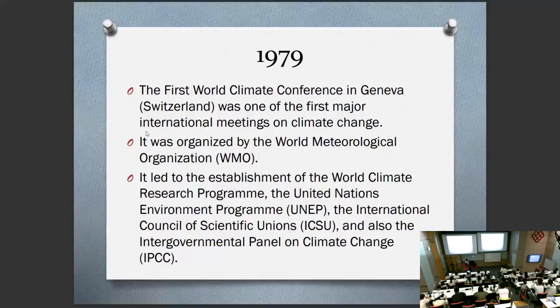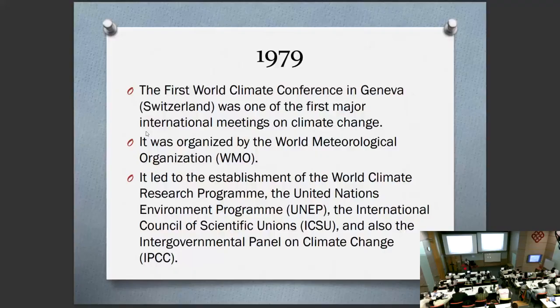So in the year 1979, the first World Climate Conference was held in Geneva. And it was the first major international meeting about climate change. It was organized by the World Meteorological Organization. It led to the establishment of the World Climate Research Program, the United Nations Environment Program, the International Council of Scientific Unions, and also the Intergovernmental Panel on Climate Change, IPCC.